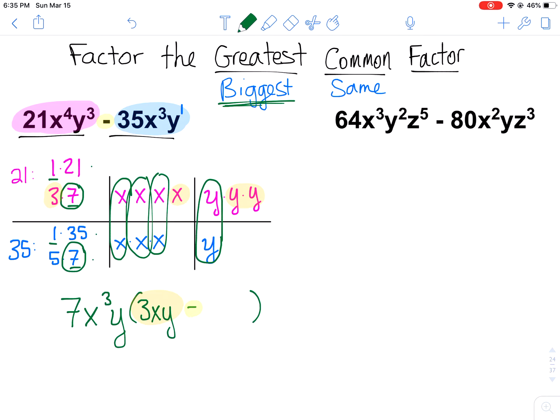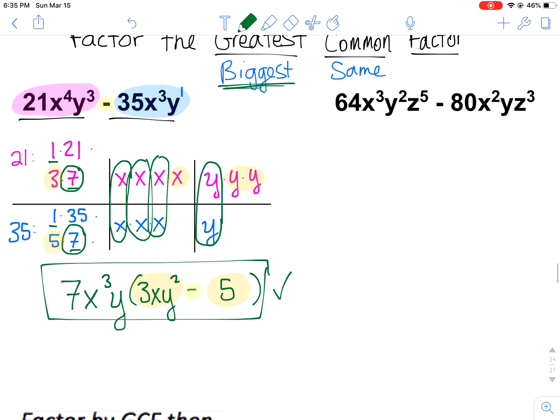So 3xy^2. On the bottom, if we divide 35 by 7, we have 5 left over. And we have no x's and no y's left over, so we just have 5. So this would be our final answer. We factored the greatest common factor from our original expression, and this looks good.